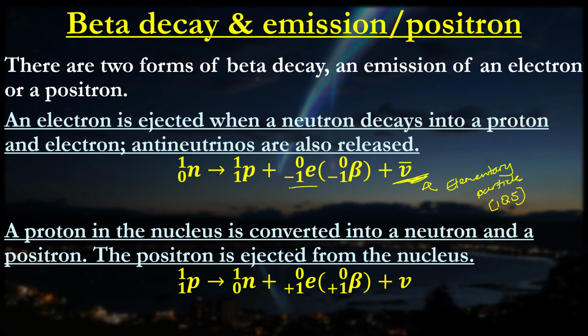If we have a positron decay, that's because a proton has converted itself into a neutron, and then a positron is released. And also what we have here is a neutrino. So that's a neutrino there.